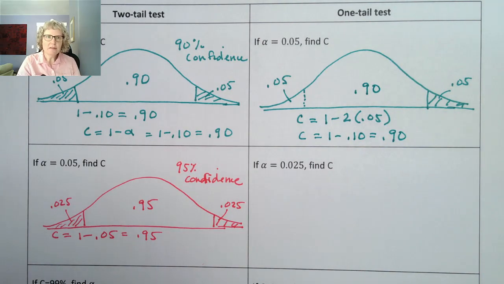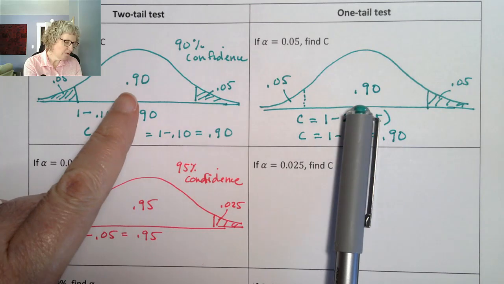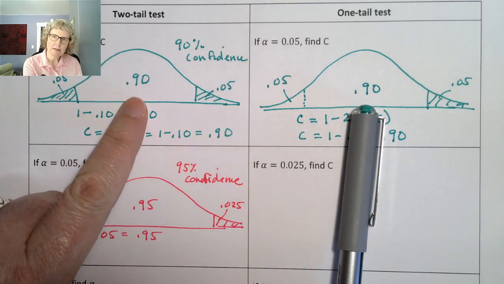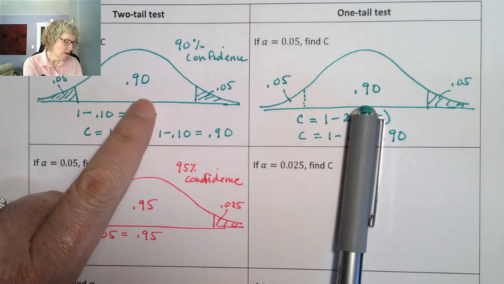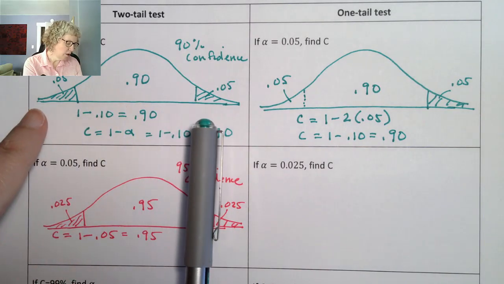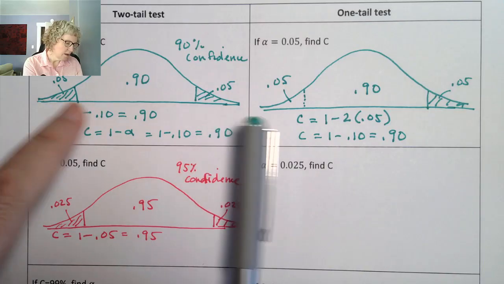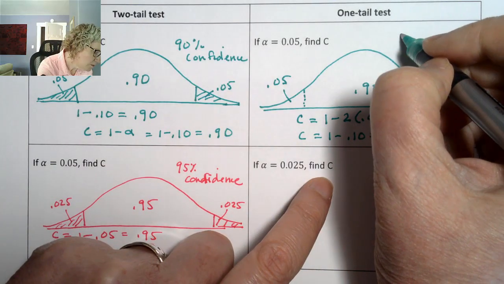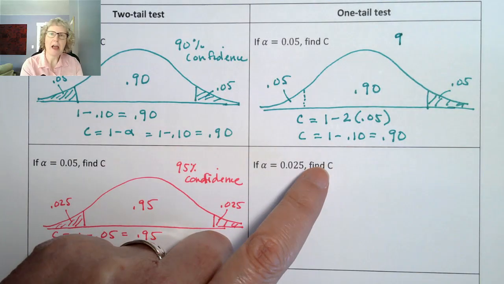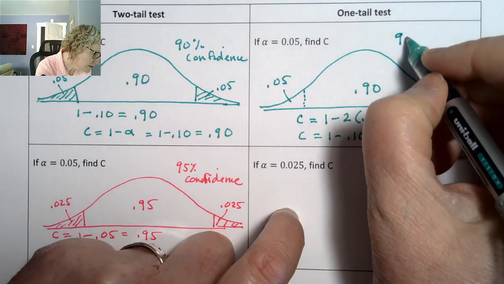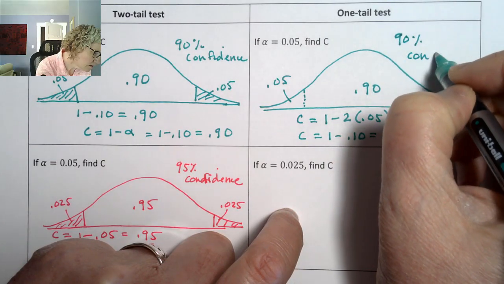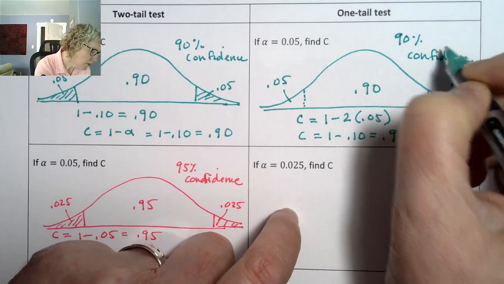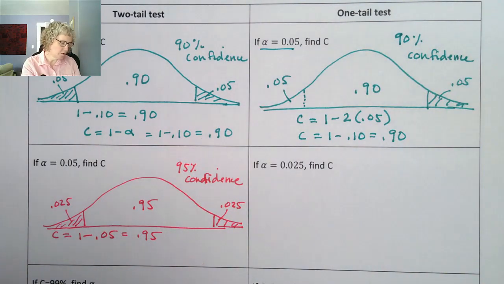Okay, so isn't that interesting? These both have 90% confidence, but for a two-tail test, that corresponds to a 10% alpha. In a one-tail test, that corresponds to 5% alpha. So we want to be comparing apples to apples when we compare our hypothesis test with a confidence interval. So this is, again, 90% confidence, but our alpha was different.